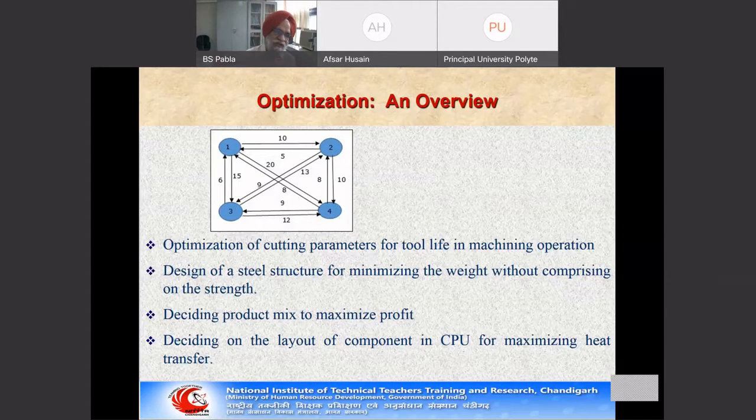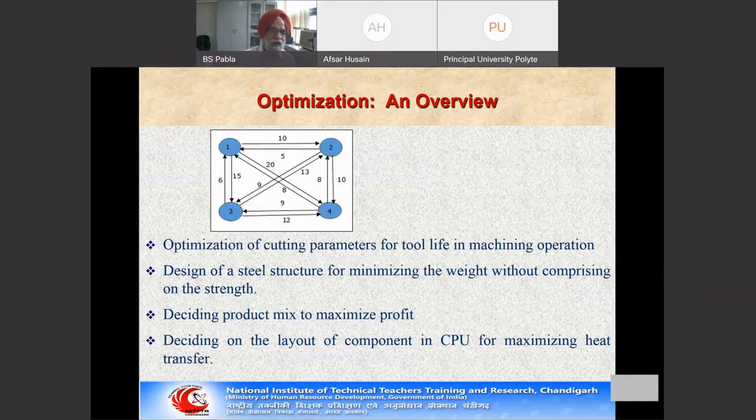Now this is only 4 stations. I have just taken an illustration to start with, so that you are in tune with, in sync with me, what I want to talk about today during these 2 hours. So this is what we call optimization, but it is not the end of it. It is not 4 nodes only, 4 stations only, 4 cities only. It is n number of cities, n number of stations.